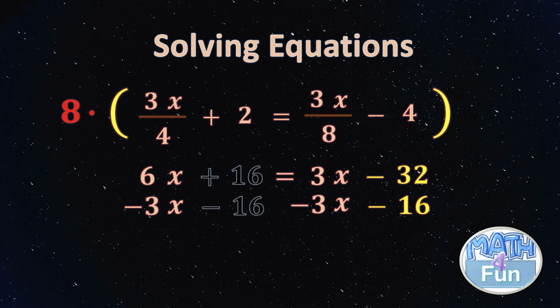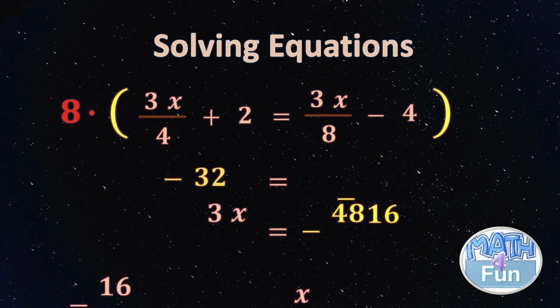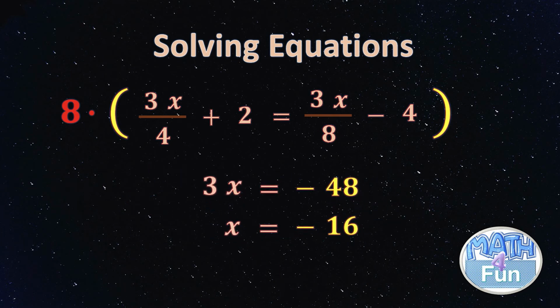Plus 16 and minus 16, they will disappear because it's equal to 0. And plus 3x and minus 3x also will give us 0. Then you will have 6x minus 3x, which is 3x, and minus 32 minus 16, it will give us what? It will give us minus 48. So the final equation here is 3x equal to minus 48. How to deal with this? We can divide each side by 3, so you will get x equal to minus 16. And that would be the final answer.